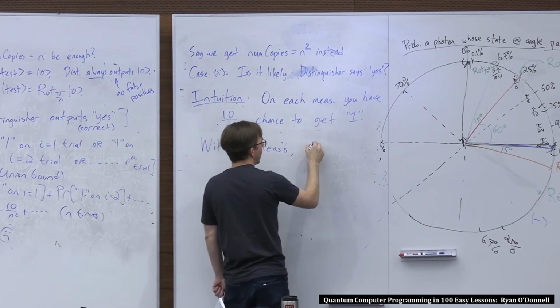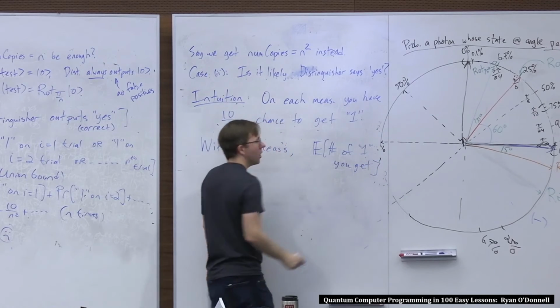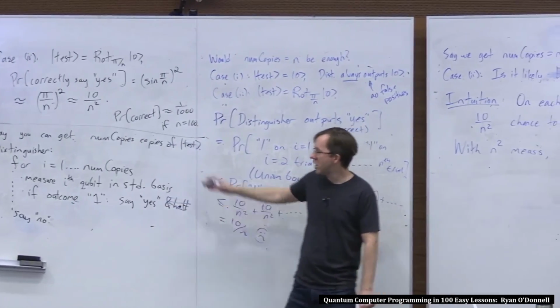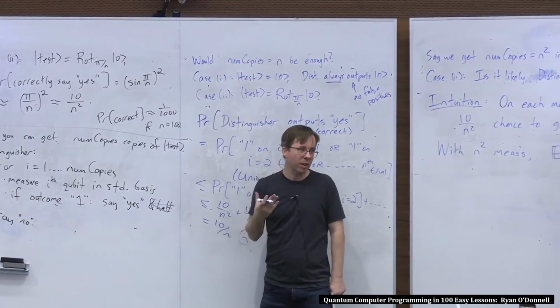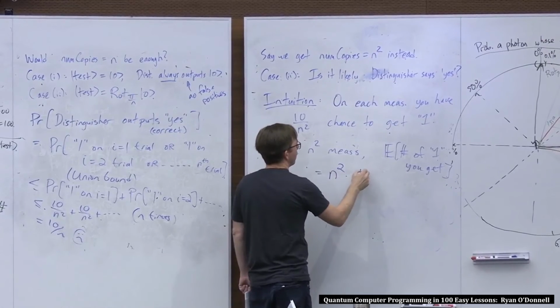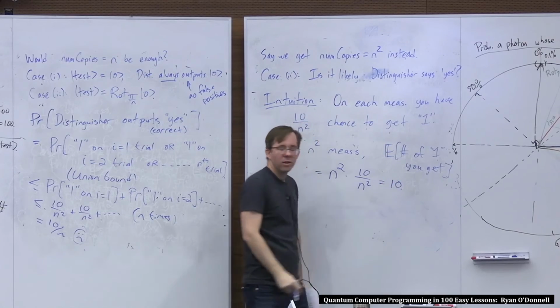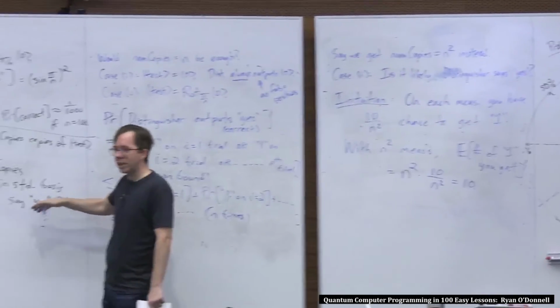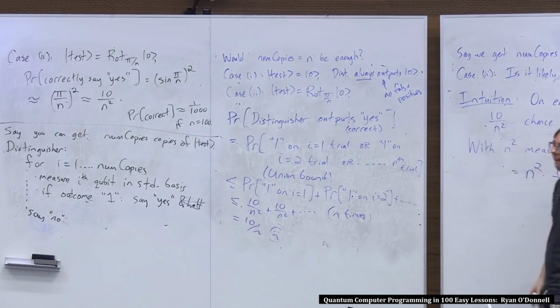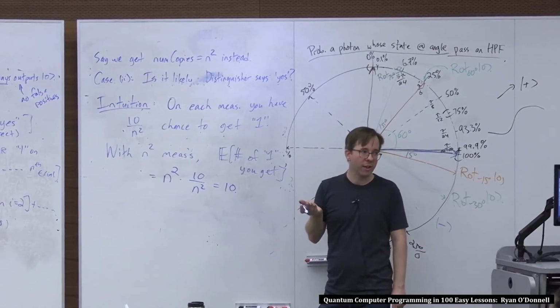So if I asked you, what is the expected number of 1s you get, assuming you don't do this halt, let's just say it's okay to not do this halt. If I just did all the copies, what would be the expected number of times I would see a 1? Well, you have n squared measurements, and each one has a 10 over n squared chance of coming up 1, so it'd be 10. So in this experiment, if you didn't do the halt, this would print yes 10 times on average. Now that's actually just intuition. That's not the same as proving that with high probability you'll get at least 1 yes.